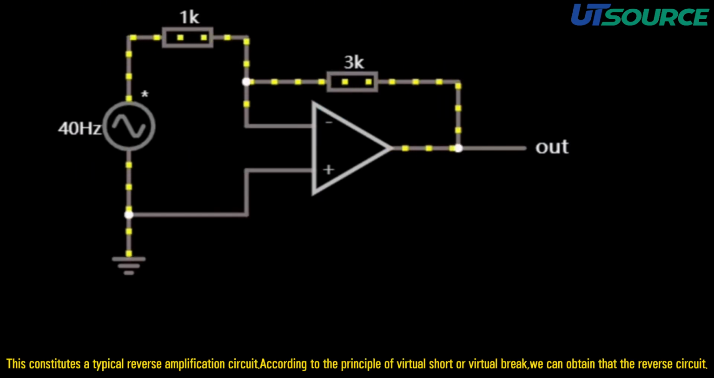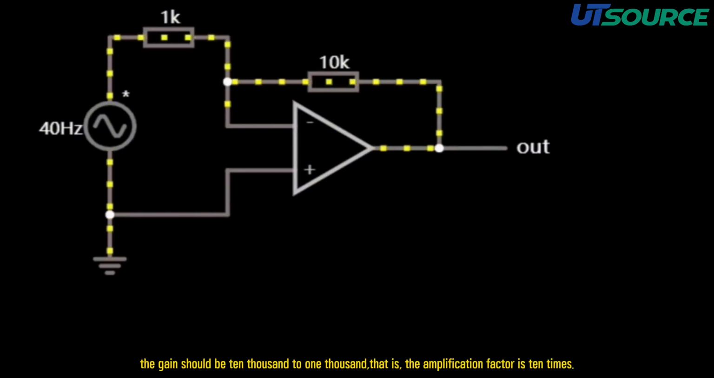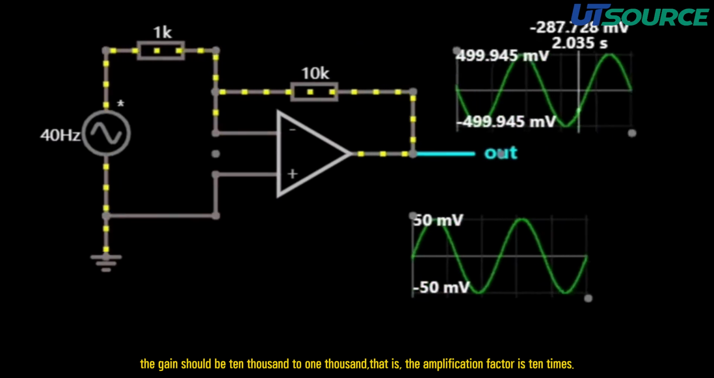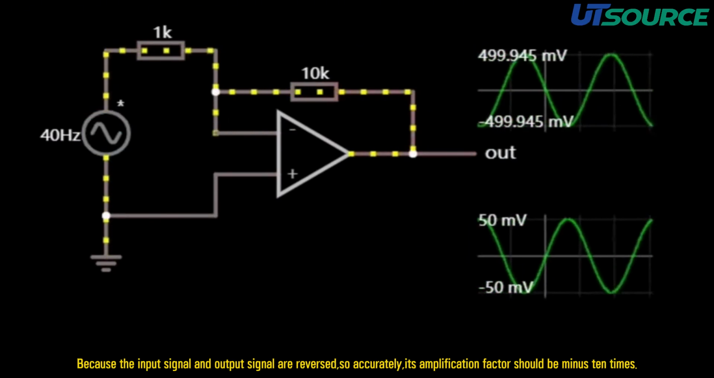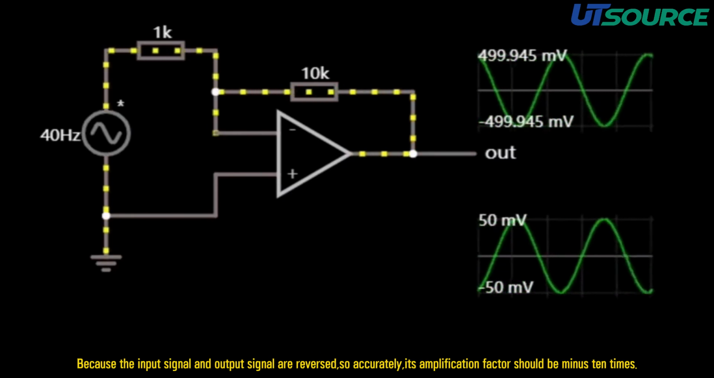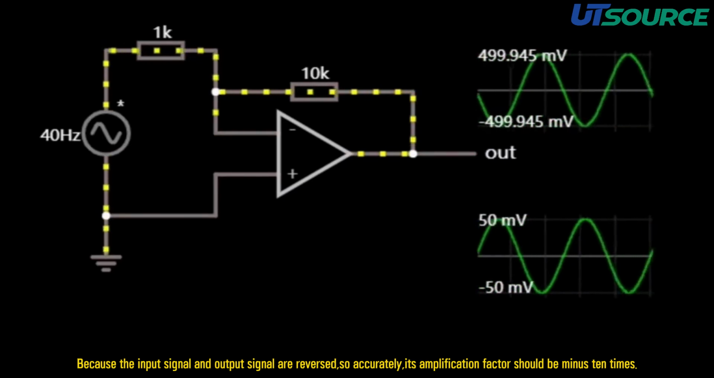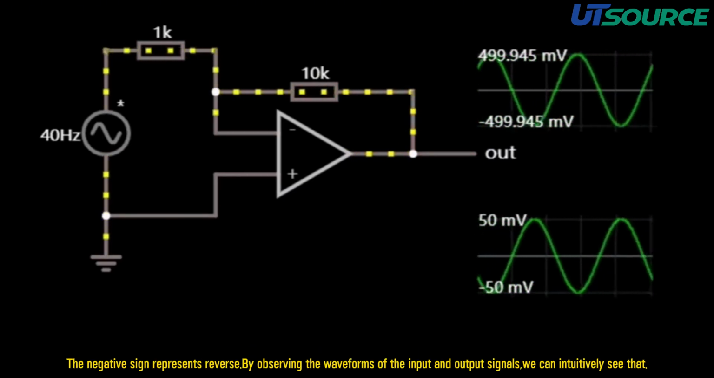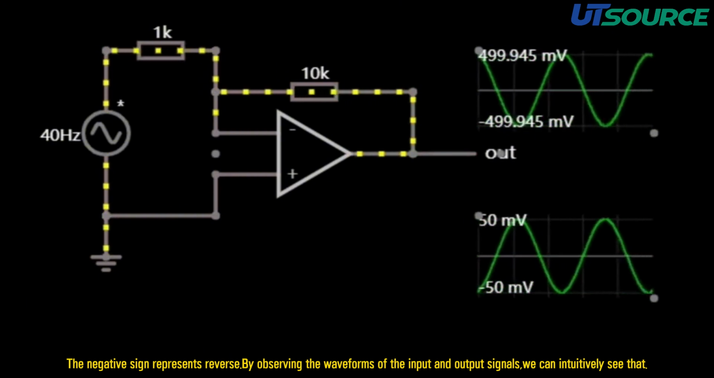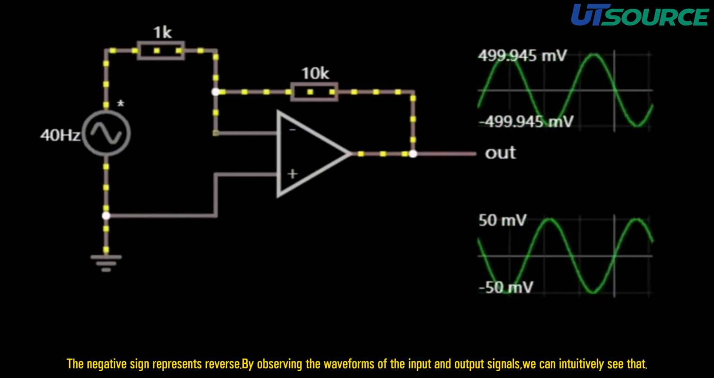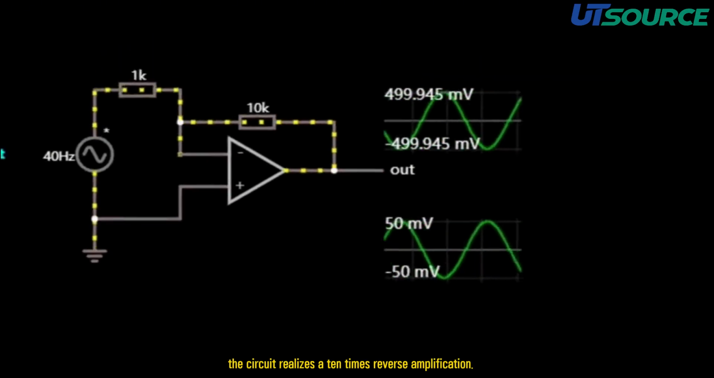According to the principle of virtual short and virtual break, we can obtain that the gain of the reverse circuit should be 10,000 to 1,000, that is, the amplification factor is 10 times. Because the input signal and output signal are reversed, to be accurate, its amplification factor should be minus 10 times. The negative sign represents reverse. By observing the waveforms of the input and output signals, we can intuitively see that the circuit realizes a 10 times reverse amplification.